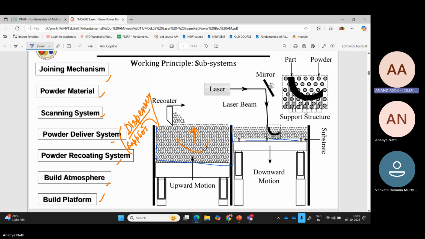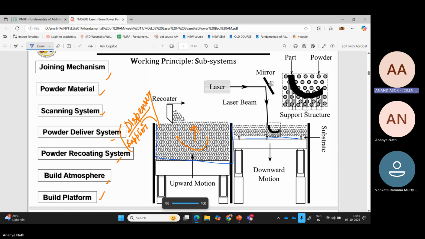And so the argon gas that is supplied will be again recirculated, is it? Yes, yes.